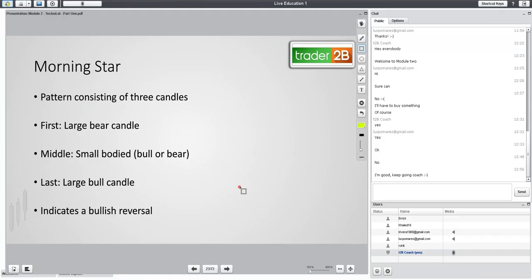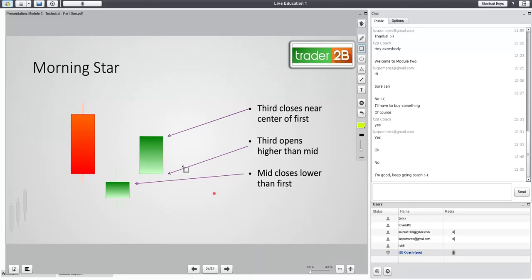Okay, so morning stars. A pattern consisting of three candles. First is usually a large bear candle. The middle is a small body candle, which can be a buying candle or a selling candle. And then the last one is a very large bull candle, which indicates that a bullish reversal is about to take place. So that looks something like this. You have your very large red candle first, followed by a small middle candle, and then your last candle with conviction showing you that the market is about to reverse.